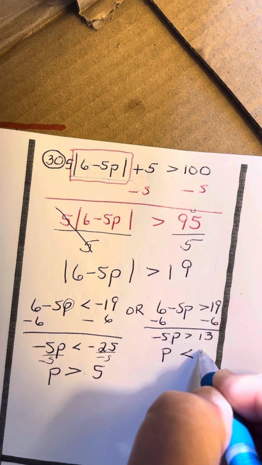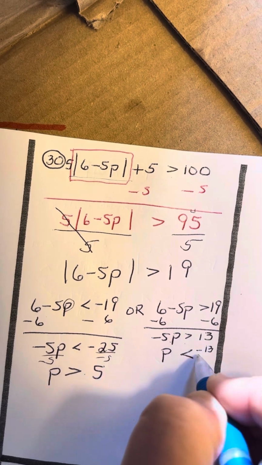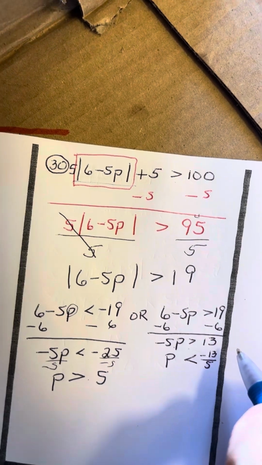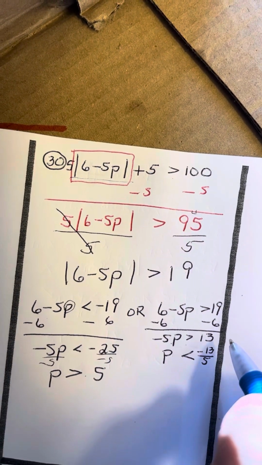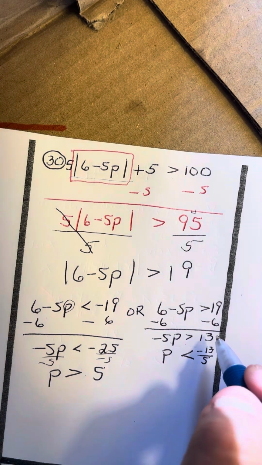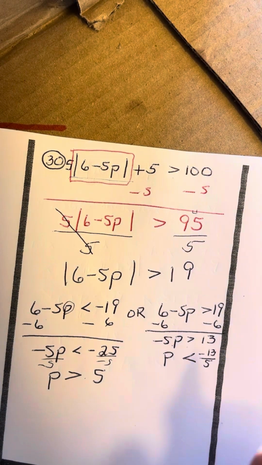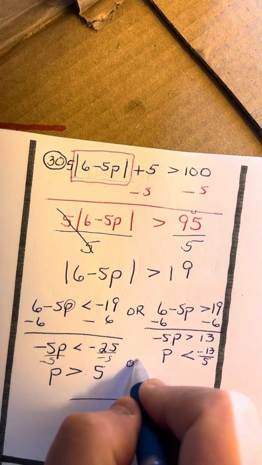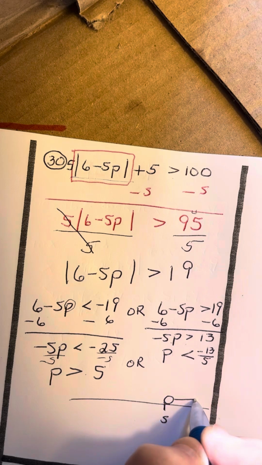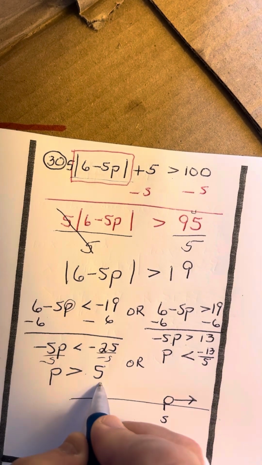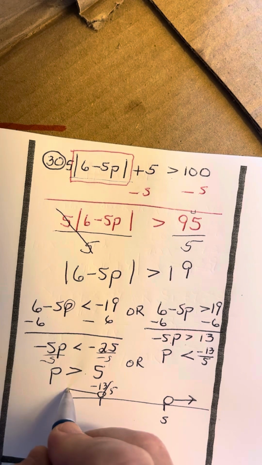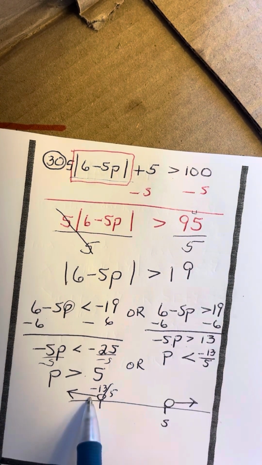P is less than, I think your teacher wanted you to leave it -13/5. Or 13 over -5. Or -13/5. You write it any way you want. Or give them the decimal. 2 and 3/5. Okay? Make sure you have the word or. And if he wants you to put it on a number line, 5 is over here. And -13/5 is over here. Notice I point my arrows in the same direction.